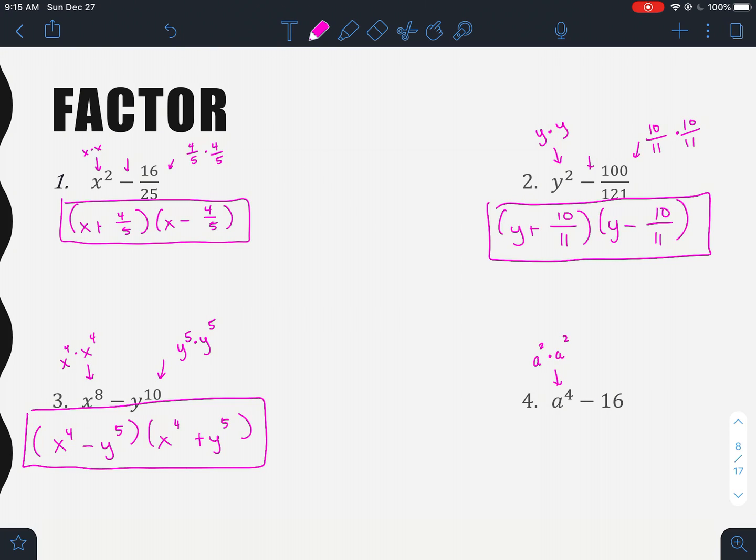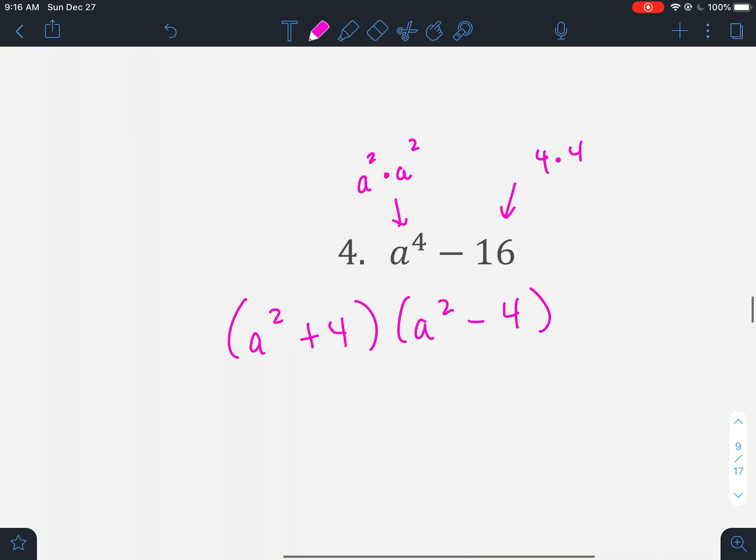A to the 4th minus 16. Well, a to the 4th is a squared times a squared. 16 is 4 times 4, and we're subtracting in the middle, so we're good. So this becomes a squared plus 4 times a squared minus 4.